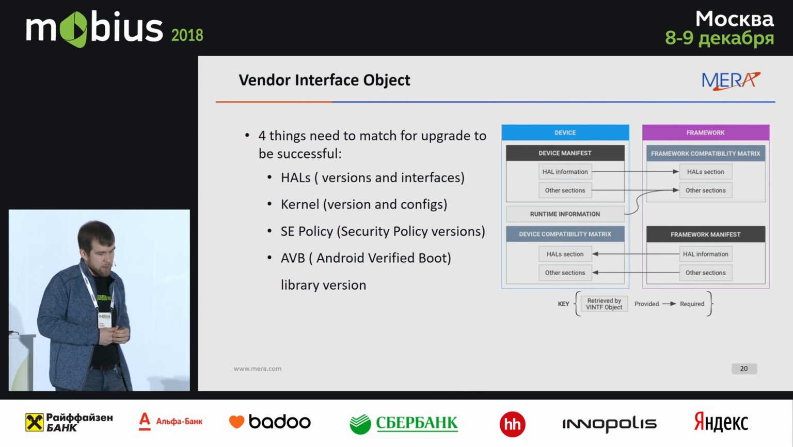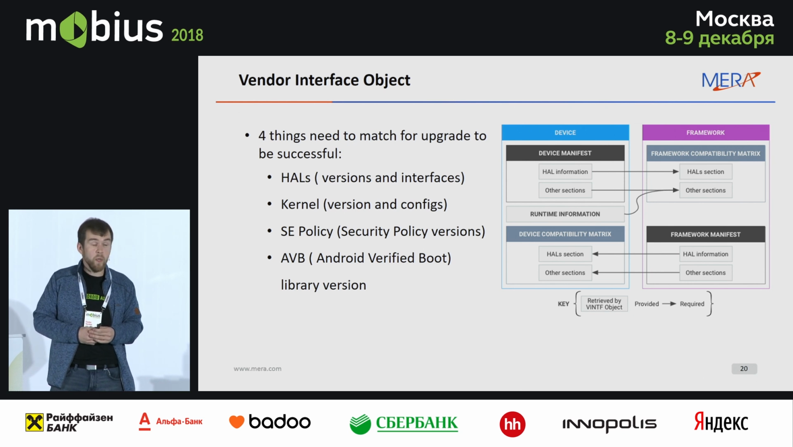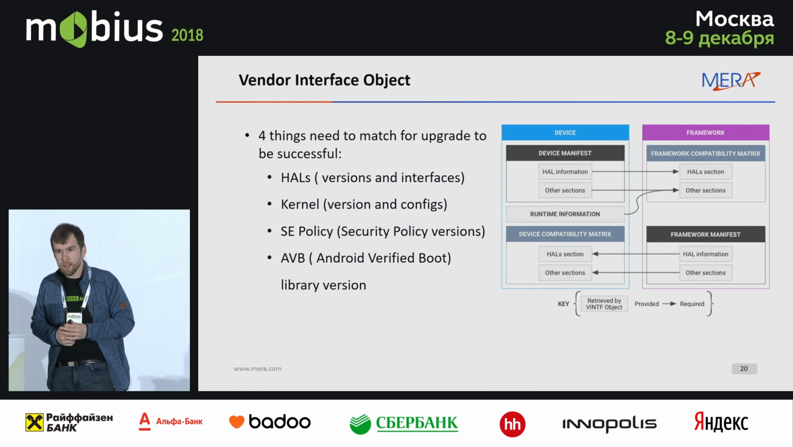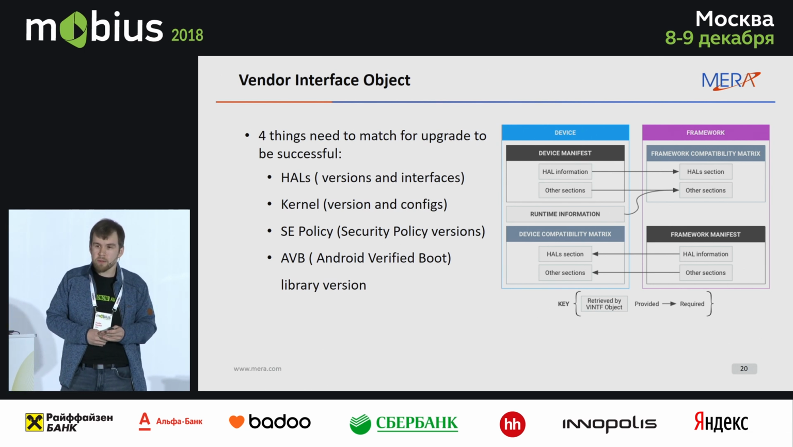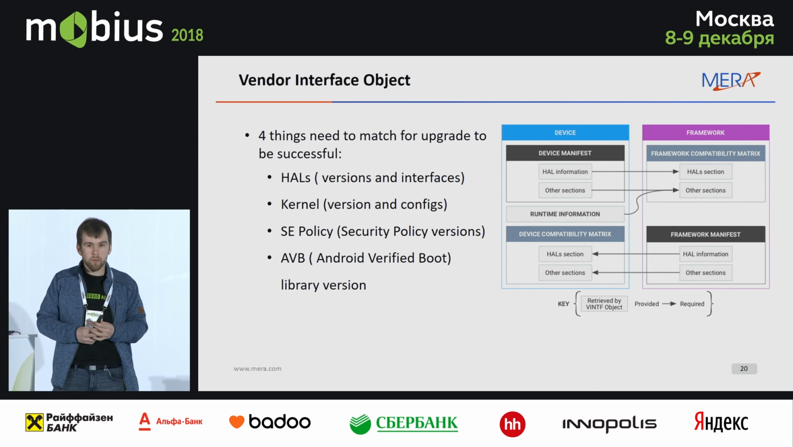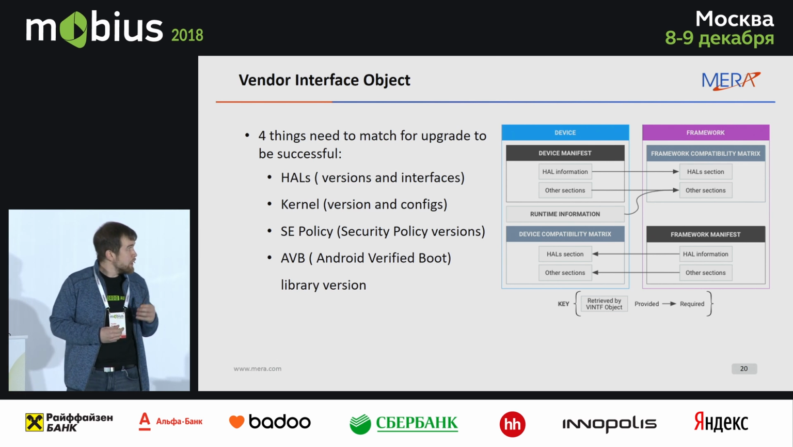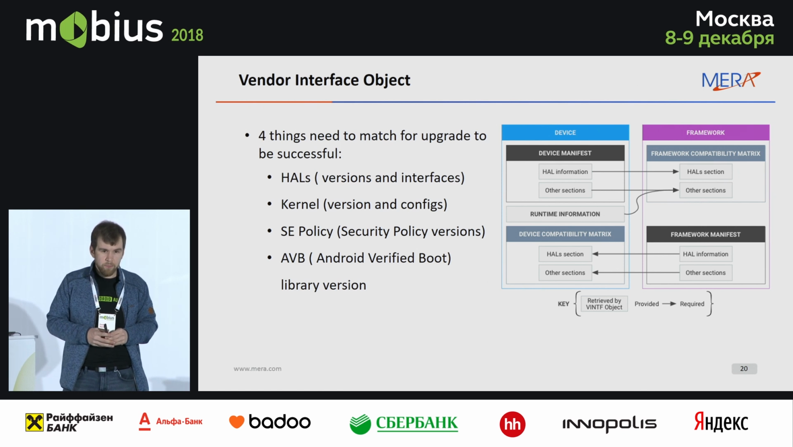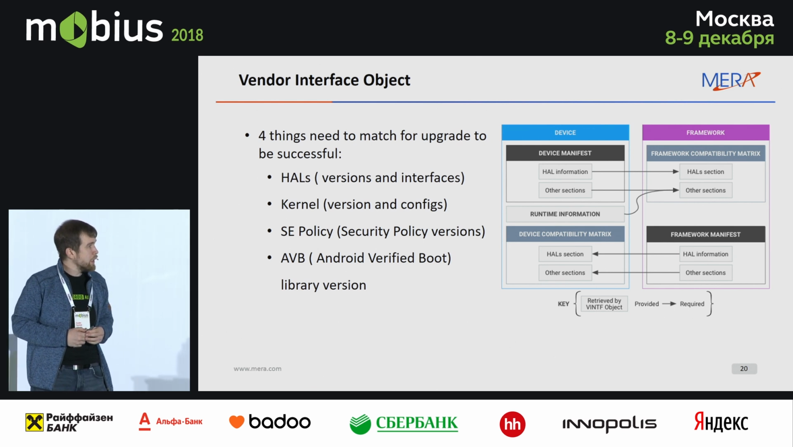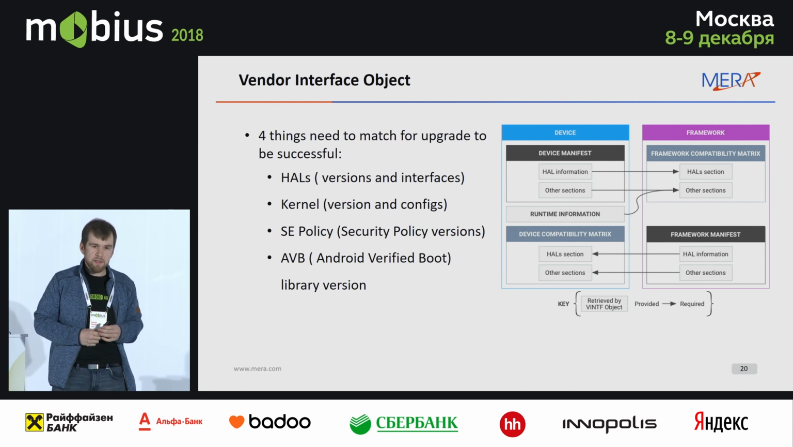So HALs, okay, you know, versions, how do you check them? And when do you check them? Well, kind of the obvious answer, during the upgrade. So when you upgrade, you get an OTA package to your device, there's a new framework, and your phone needs to decide if it wants to live with this new framework, and the framework needs to decide if it wants to live on this phone, if all the HALs, all the hardware is actually compatible with the framework. To decide this, Google introduced something called vendor interface object. This is basically this red line I drew on the slides previously. Vendor interface object is kind of two manifests and two matrices.